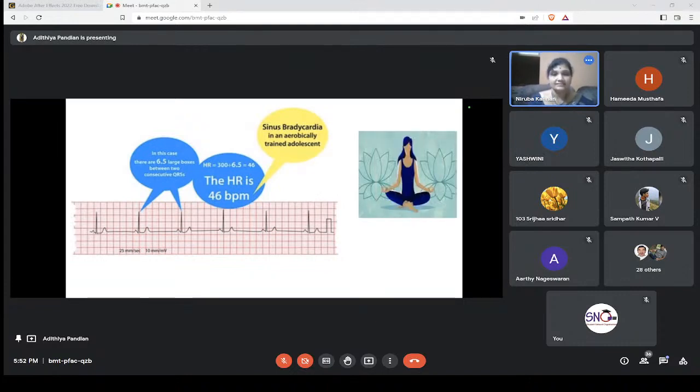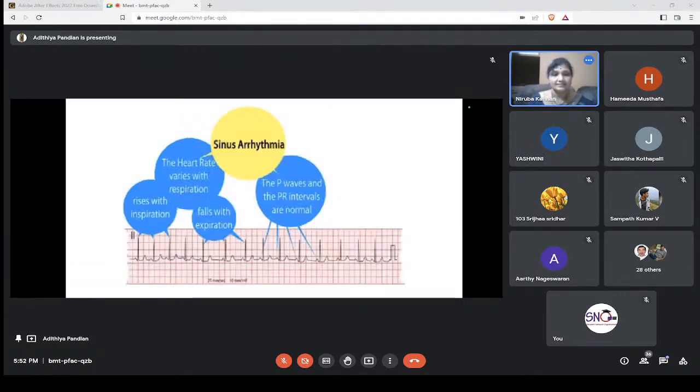Next slide, please. Sinus arrhythmia. This condition you must know, when the heart rate varies with respiration. In inspiration it is increased and in expiration it is prolonged. That is the normal ECG finding which you have to know, when there is a variation with the respiration.